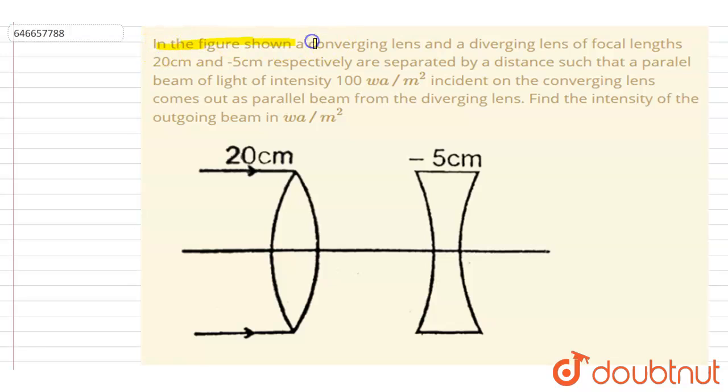In the figure shown, a converging lens and a diverging lens of focal length 20 cm and minus 5 cm respectively are separated by a distance such that the parallel beam of light of intensity 100 watt per meter square incident on the converging lens comes out parallel from the diverging lens. Find the intensity of the outgoing beam in watt per meter square.